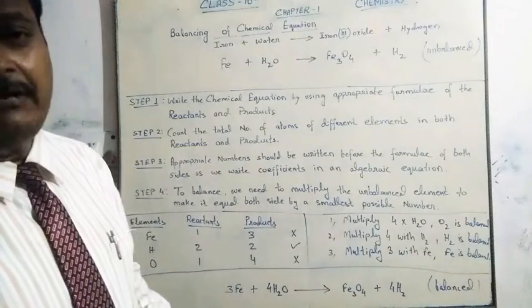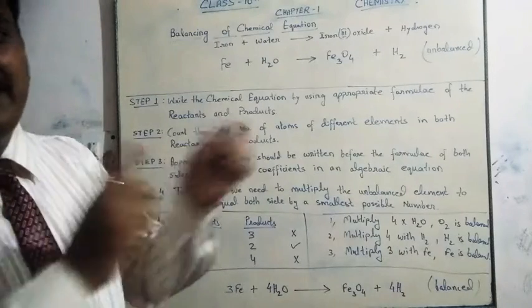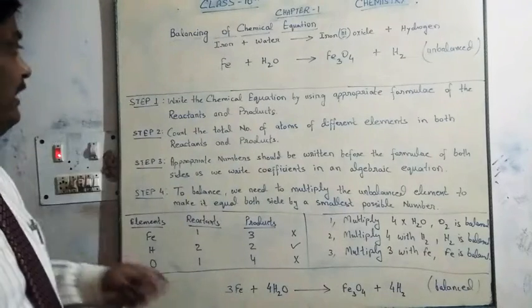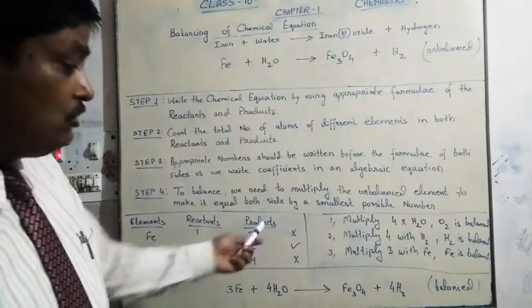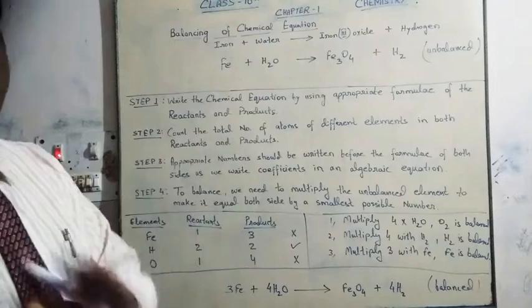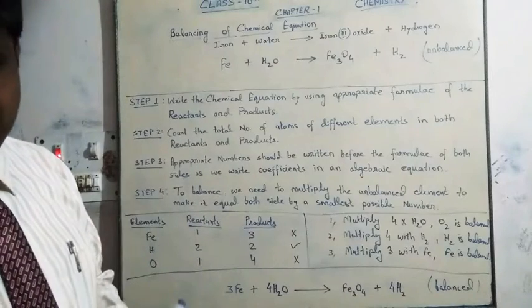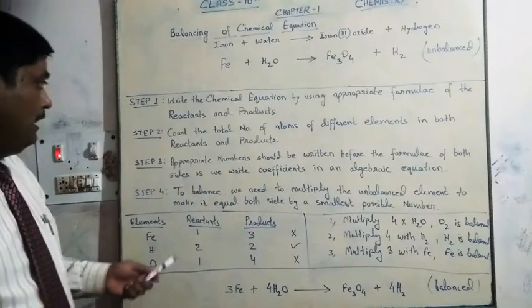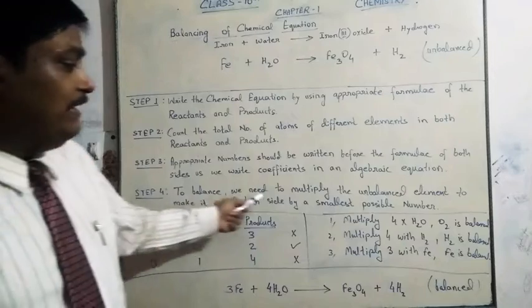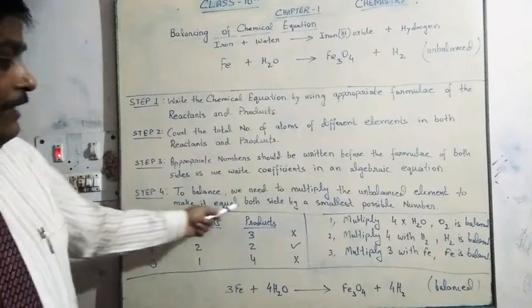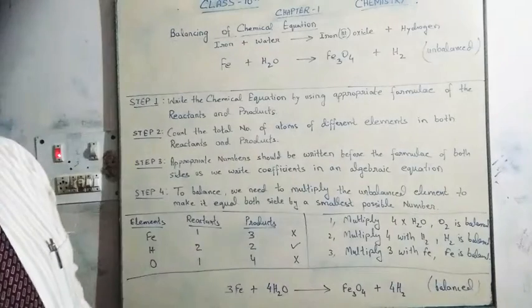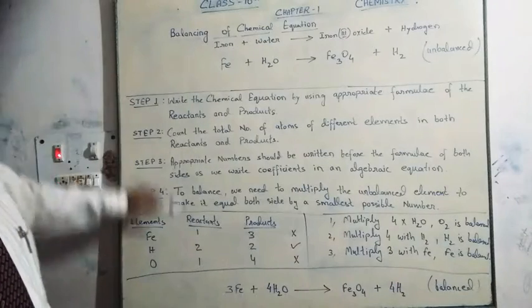In mathematics and algebraic equations, we need to balance both the sides. In the same way here, all those elements, all those atoms which are not balanced in both the sides, we need to balance them, only those. Step 4, to balance, we need to multiply the unbalanced element to make it equal in both the sides by the smallest possible number. This is the fourth step.